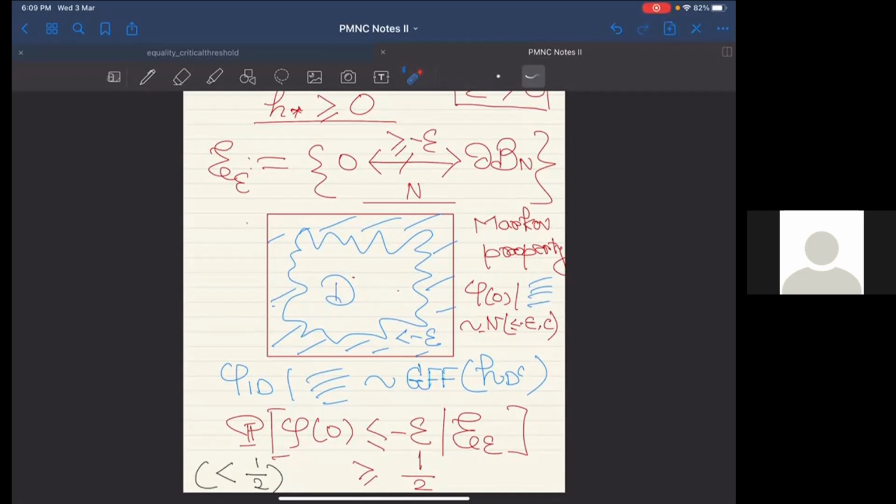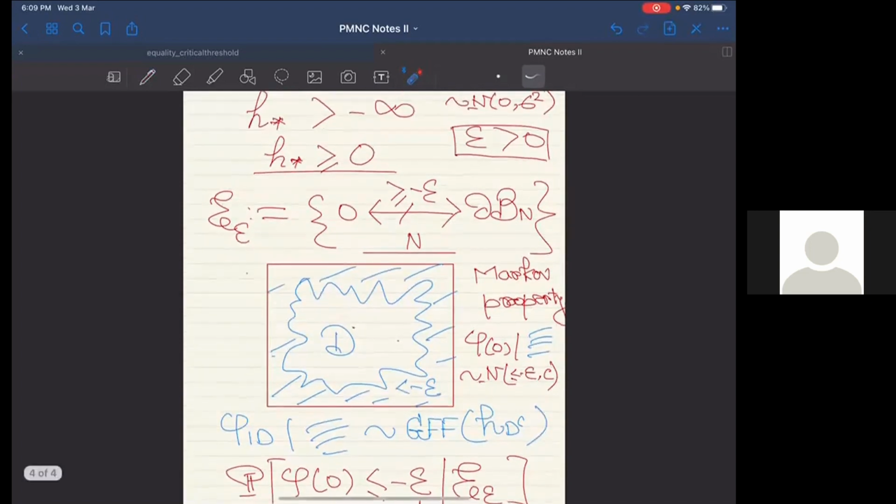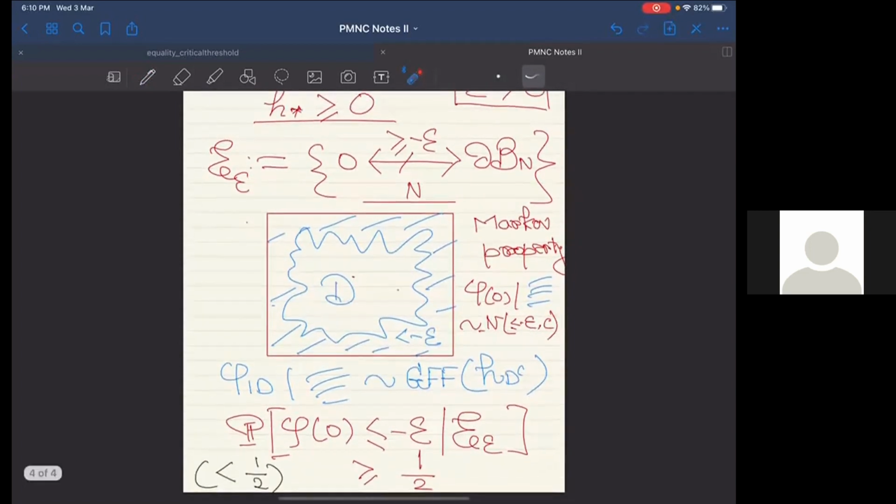Which basically tells you that you have a positive probability of percolation. If you didn't have any percolation, then the probabilities of these events would go to 1. Imagine that this were an event of probability 1. This would basically say that the conditional expectation is exactly the same as the unconditional expectation, but that gives you a contradiction.